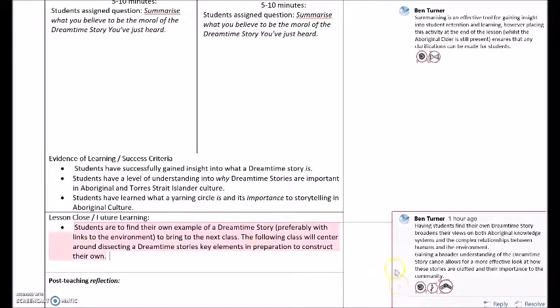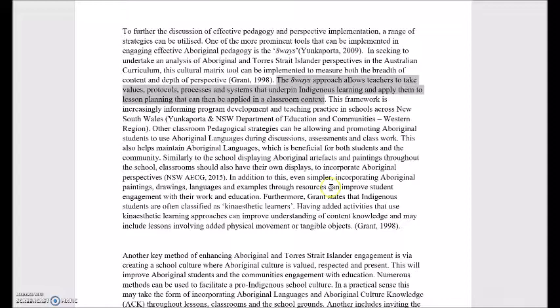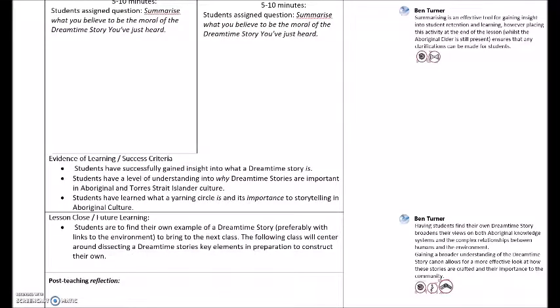Throughout this lesson plan, the 8 ways of learning has been used as a way of engaging students. The 8 ways approach allows teachers to take values, protocols, processes and systems that underpin Indigenous learning and apply them to lesson planning that can be applied in a classroom context.